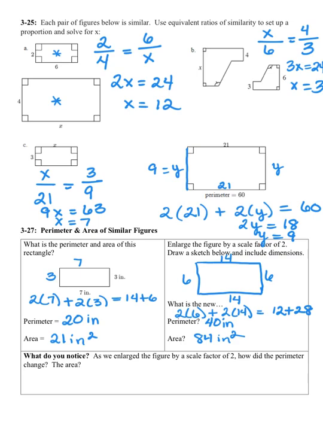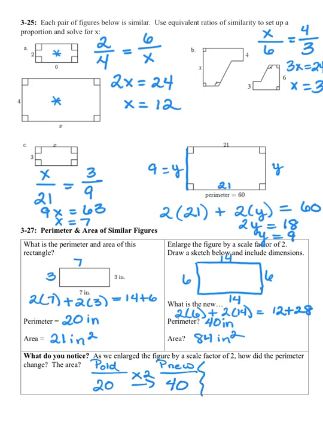Well, let's take a look at perimeter. The perimeter of the old rectangle was 20, and the perimeter of the new rectangle is 40. The connection between those two is we're just multiplying the old perimeter by 2. So we're just multiplying it by the scale factor.